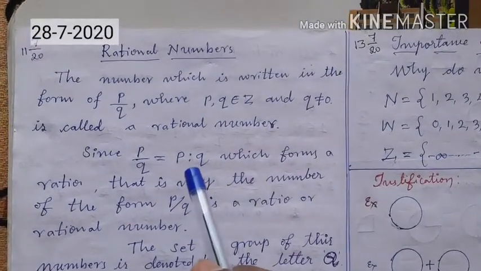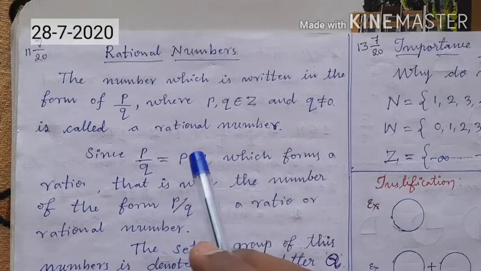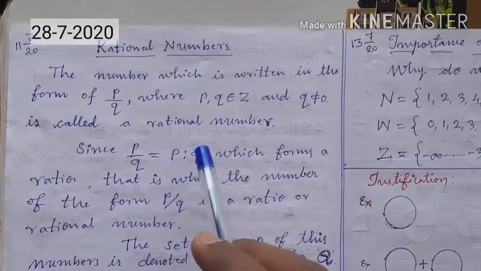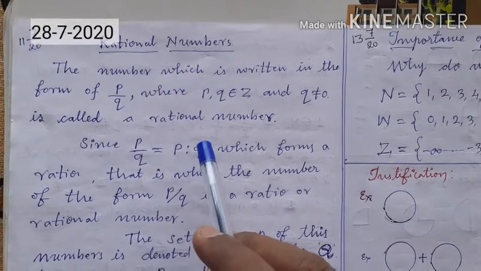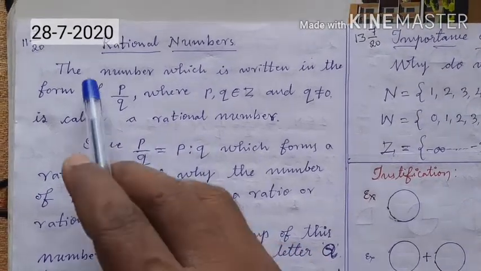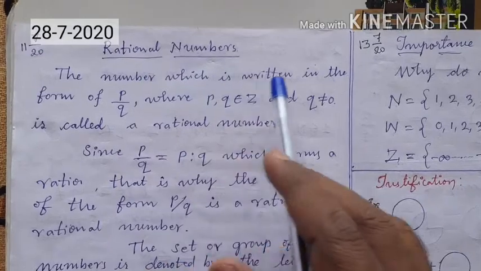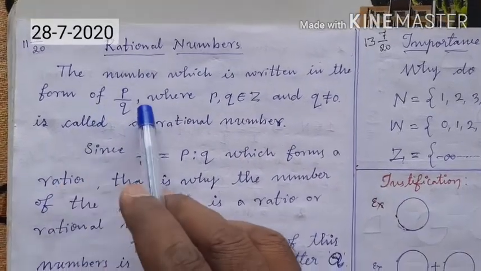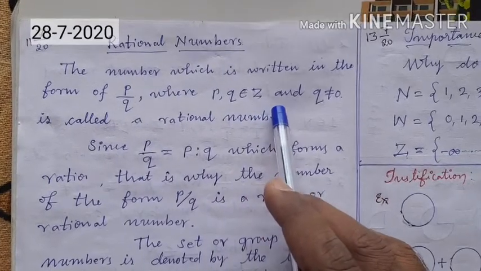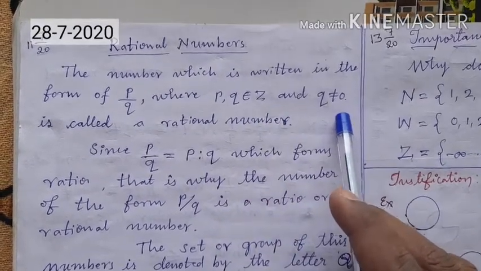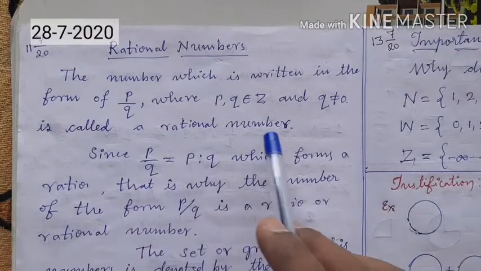Okay, children, today we will learn about real numbers. Let us recapitulate what rational numbers are. A number which is written in the form of p by q, where p, q belong to Z and q is not equal to 0, is called a rational number.